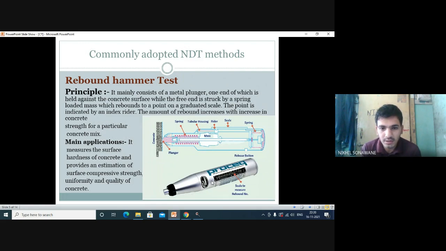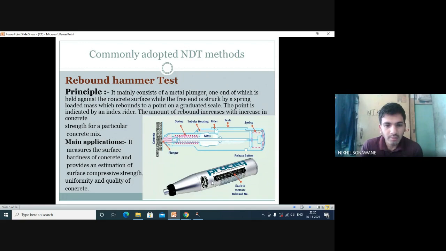In this method, one plunger end is in contact with the concrete surface, and the other end is free. It is pressed against or held against the concrete wall. The spring rebounds, and that rebound is measured in the form of a rebound number. As the rebound increases, the rebound number increases, and similarly the strength of the concrete increases. So from the amount of rebound we can find the strength of that concrete specimen or surface.